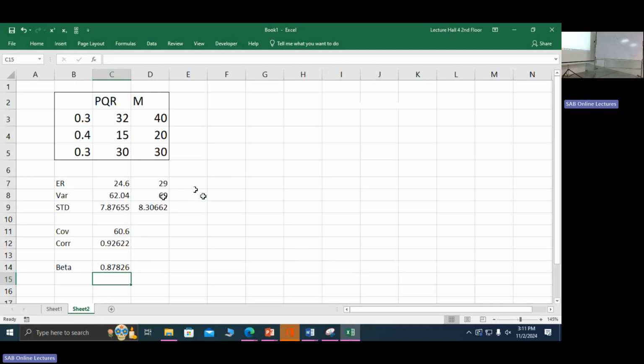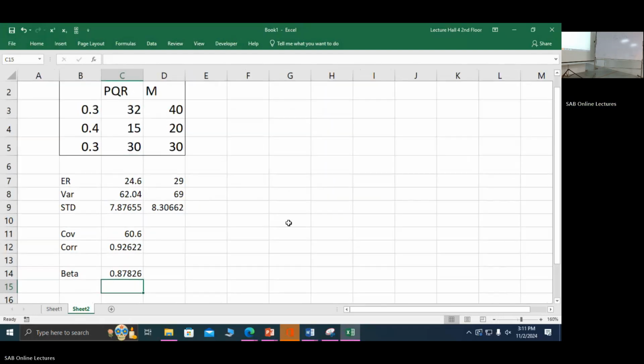to 0.87. Got it? 0.87. Covariance between the market and the PQR is 60.6. 60.6 divided by the variance of the market. Variance of the market is 69.